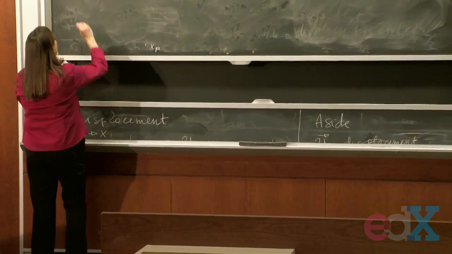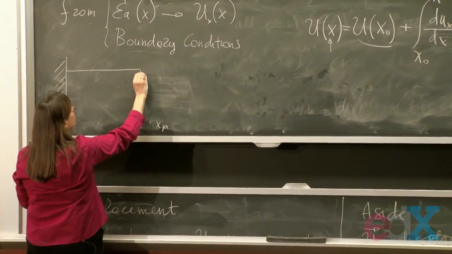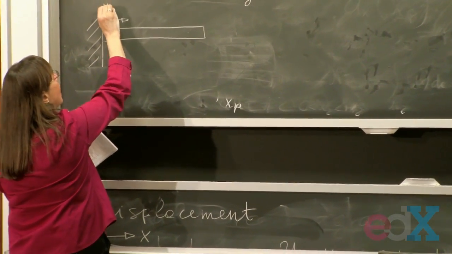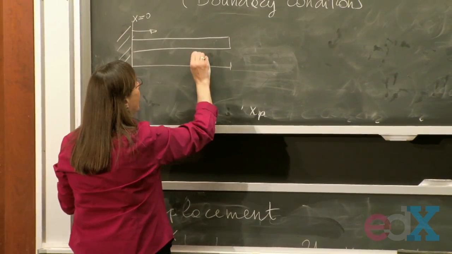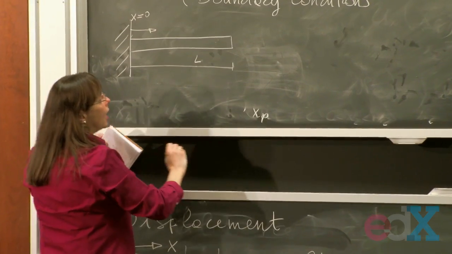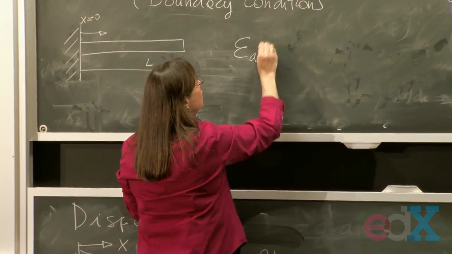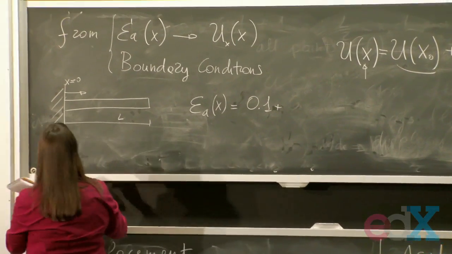So say that I have a bar like that, and the bar is, the x, I do it like this. So this is x equals 0 at the wall. Say that my bar is of length L. And say that I have a strain in the bar. I come to you and I give you the strain, epsilon axial of x. I'm going to simply do a linearly increasing strain.